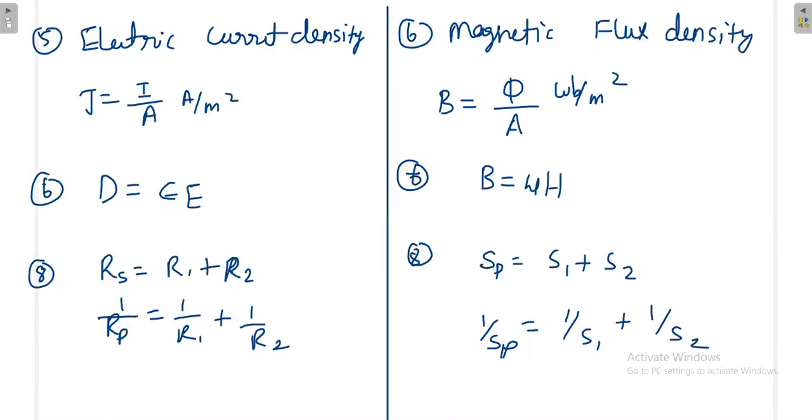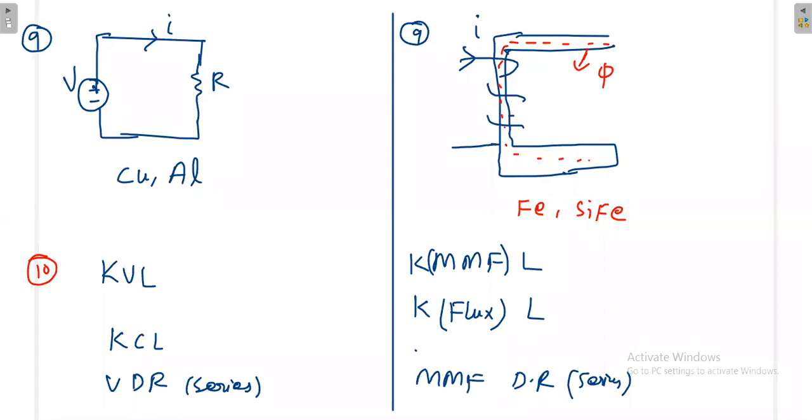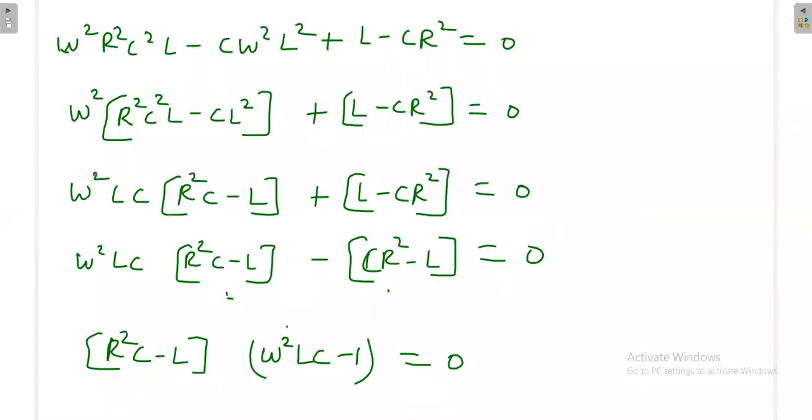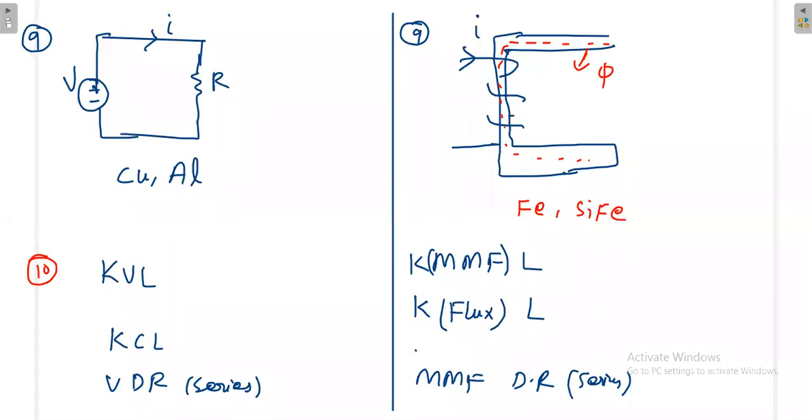Now we will continue only with the magnetic circuits. Slides have been misplaced.